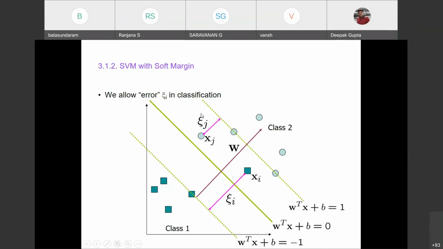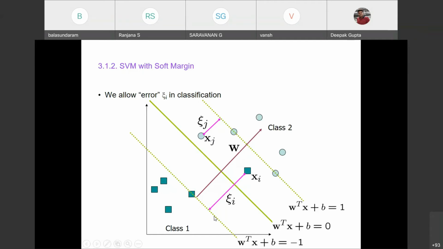So suppose I assume that the distance is zeta j. Similarly, for the other parallel plane W transpose x plus b is equal to minus 1, we want these two parallel planes to be as far away as possible. But in this particular case, the equations are determined, and therefore the distance is m, which is 2 upon the length of the vector w.